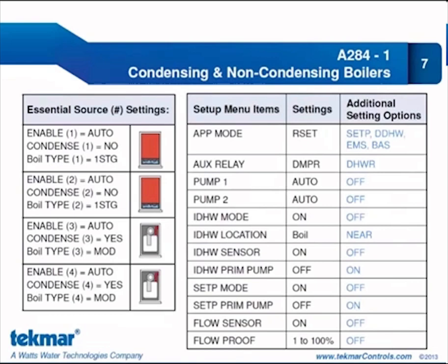So we do have indirect domestic hot water, so mode is on. Where is our indirect domestic hot water? It's located on the boiler system side. If this were attached to one of the boilers, then it would be near boiler piping. But in this case, it is on the boiler system side, so we select boil. Are we using an indirect domestic hot water sensor? Yes, we are. We turn that on.